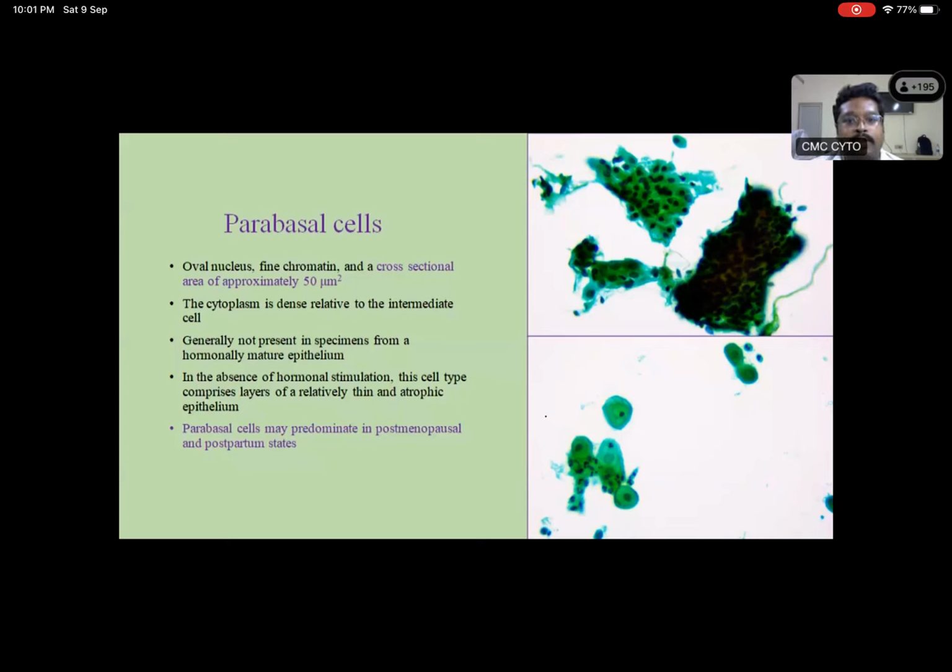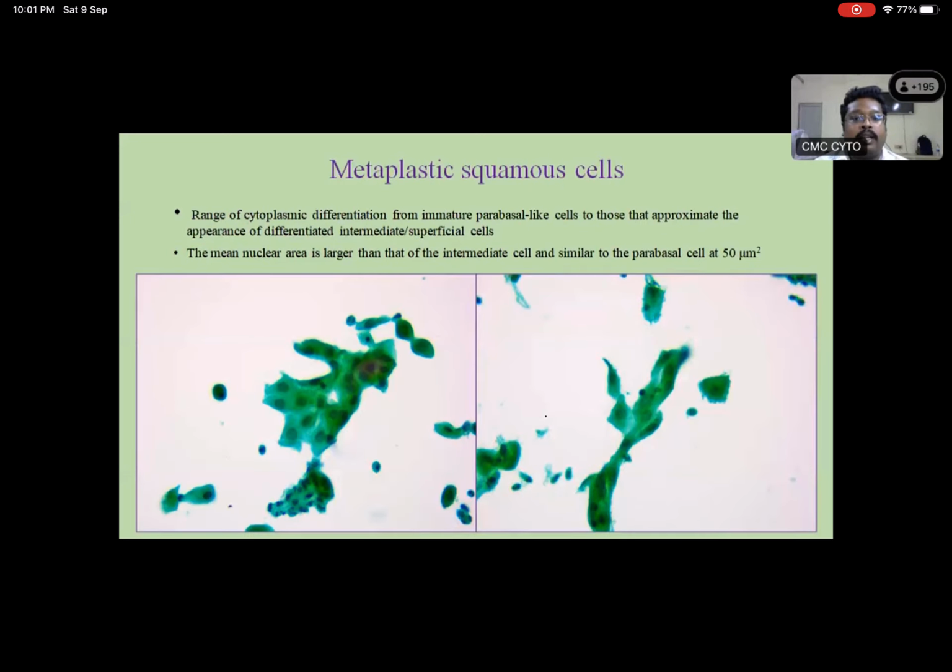So whenever the estrogen levels are low, you start seeing more of parabasal cells because the normal squamous maturation is dependent upon estrogen, right? So in any situation where the estrogen level is low, you start seeing more of these parabasal cells, and atrophy is a pattern of interpretation.